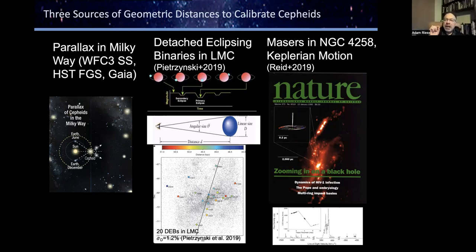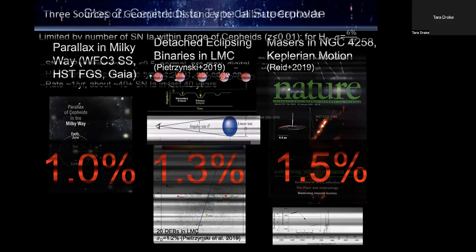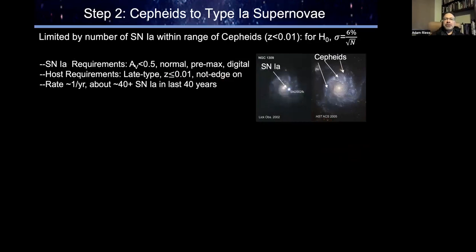So we can use these 3 different techniques to get calibration that's good to 1%, 1.3%, or 1.5%, depending on which of these techniques we use. Okay, so step 2, as I said, is to look at galaxies at intermediate distances that hosted type 1a supernovae and go back and observe Cepheid variables in those galaxies. Now we're limited in range to about 40 or 50 megaparsecs. That's how far out we can see Cepheid variables with the Hubble Space Telescope. And there's a good type 1a supernova in that range about once a year.